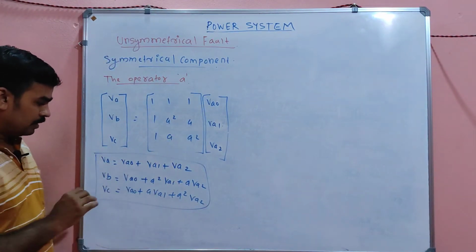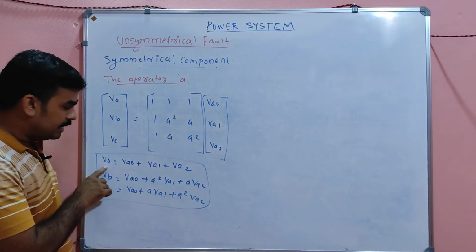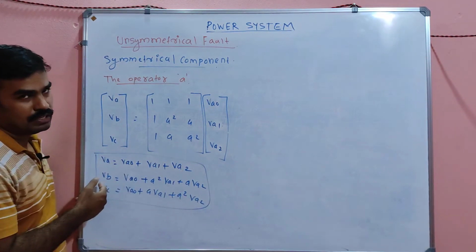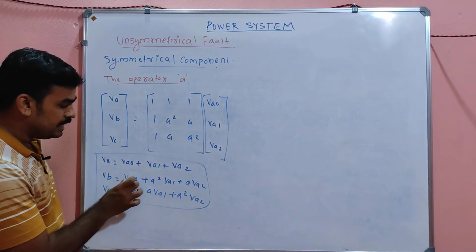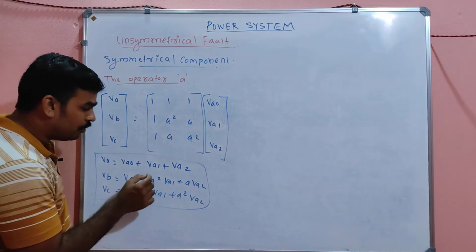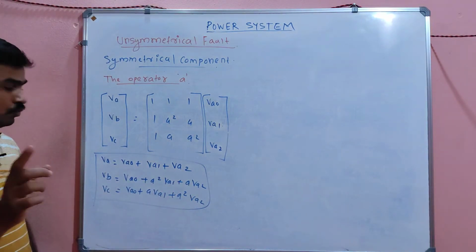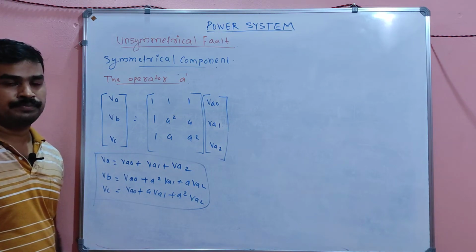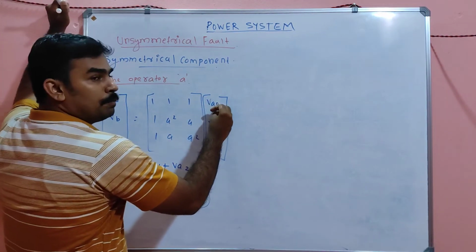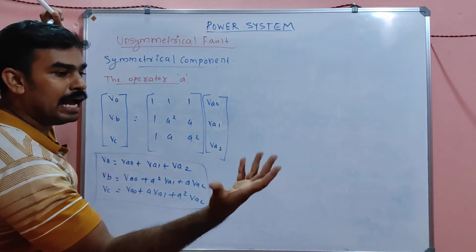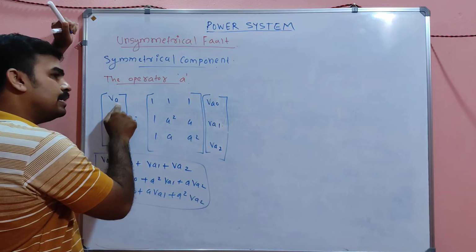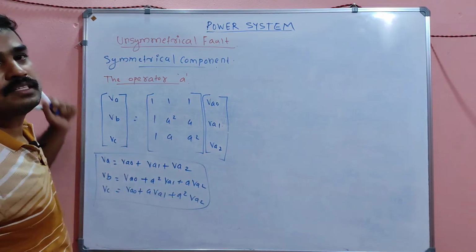If you resolve this, I will tell you one thing. See, my dear, the phase VA will be equal to VA0 plus VA1 plus VA2, correct? If you add the sequence components together, you will get VA. VB will be nothing but VA0 plus A square into VA1 plus A into VA2. If you put the value of A square and A here, my dears, you will get the same VB. That means if you have VA0, VA1 and VA2 in your hand, and if you want to find the unbalanced VA, VB, VC, substitute it in this matrix, you will get the answer.